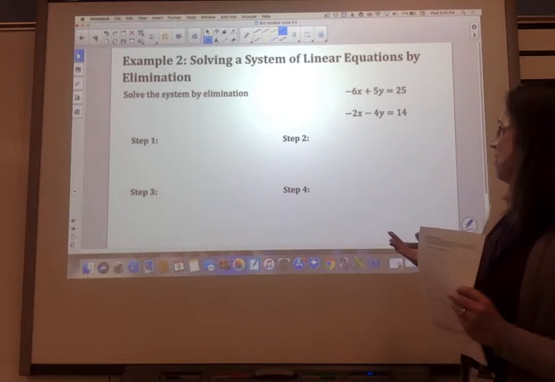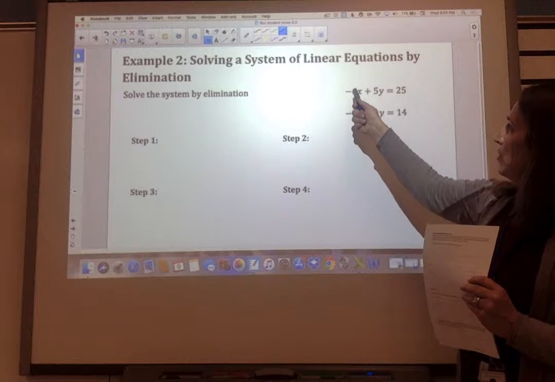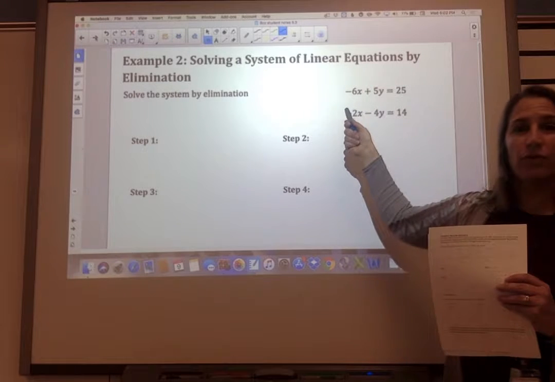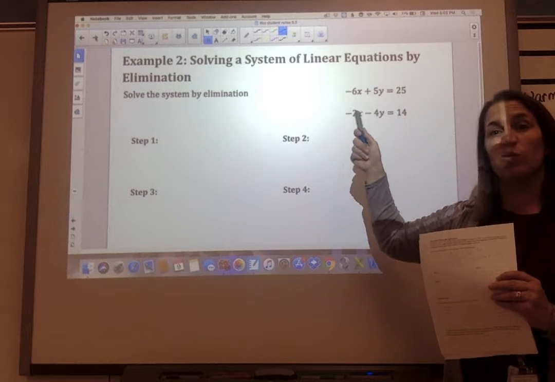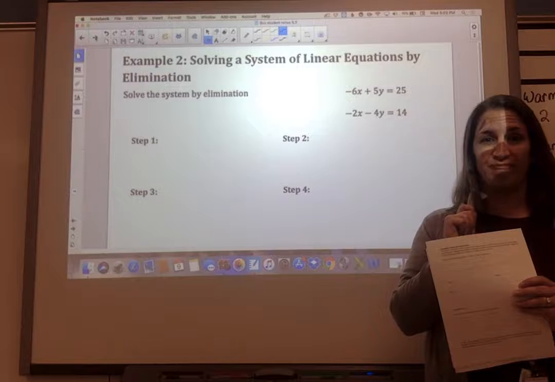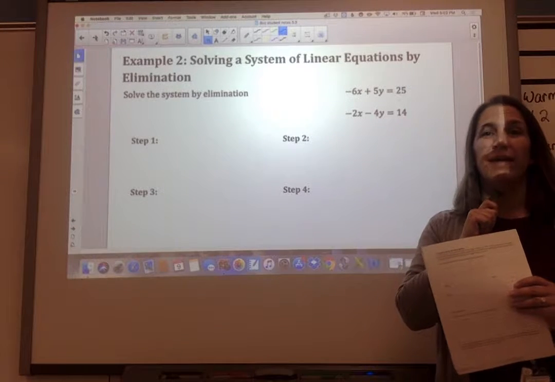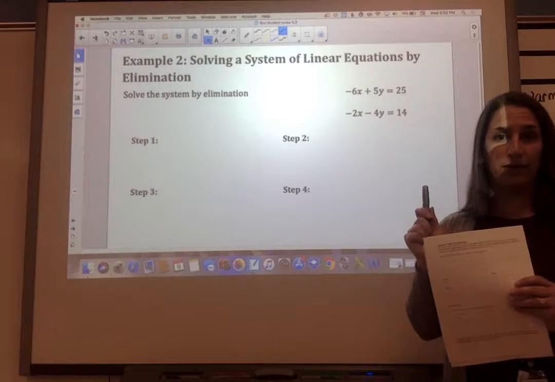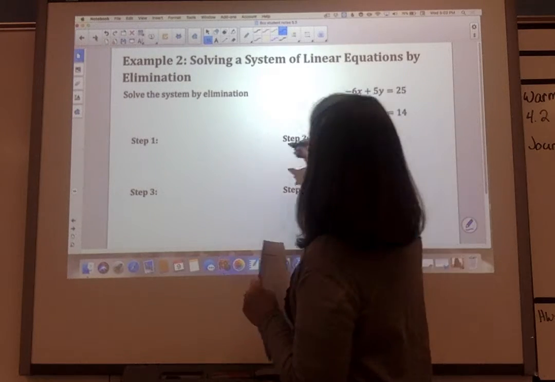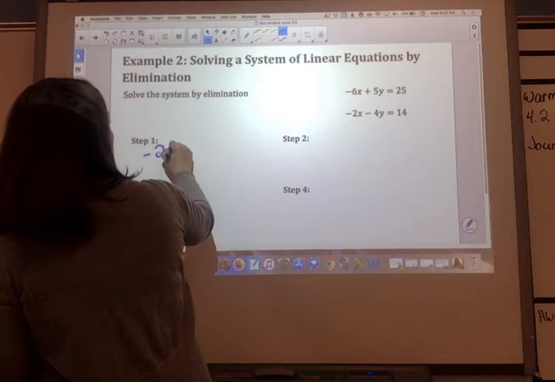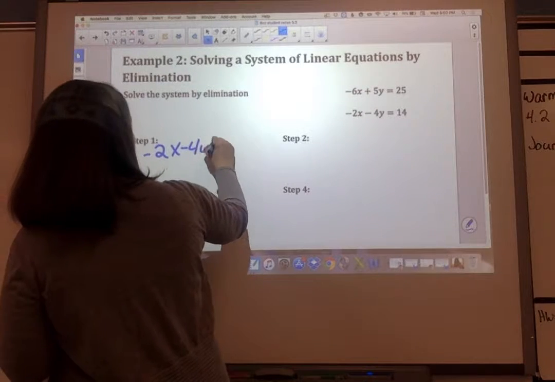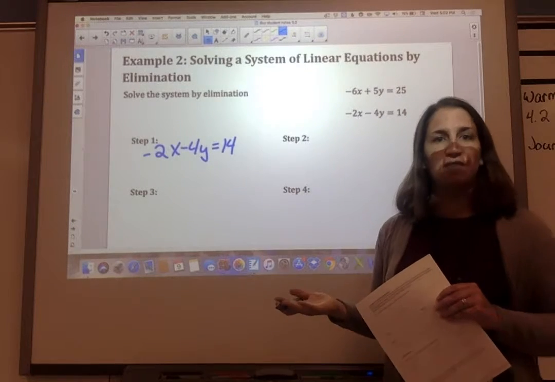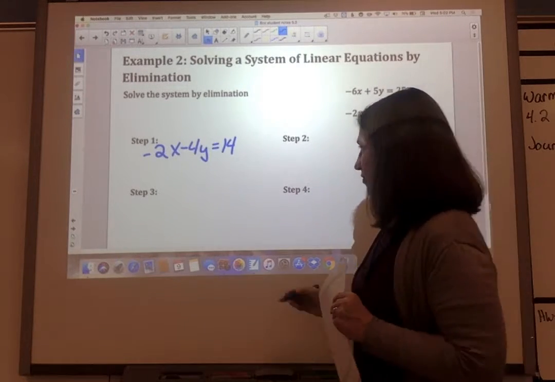We don't have that. But I noticed that if I multiply this equation by 3, then our x terms would have the same coefficient. Or even better, if I multiply by negative 3, they'll have the opposite coefficient, which I happen to like better. So that's what I'm going to do. So I'm going to start with this negative 2x minus 4y equals 14. And I'm going to multiply both sides of the equation by negative 3.